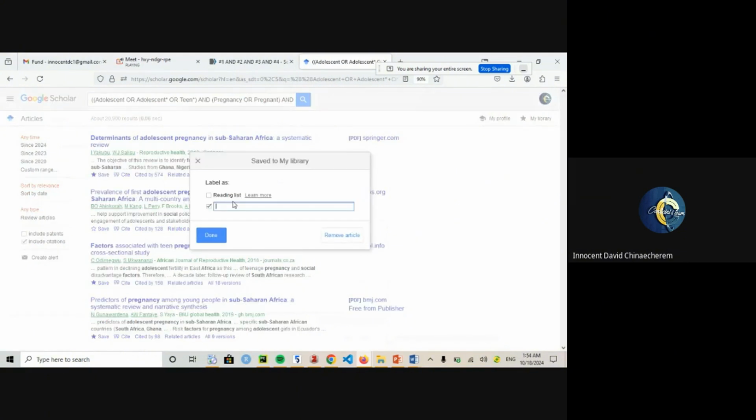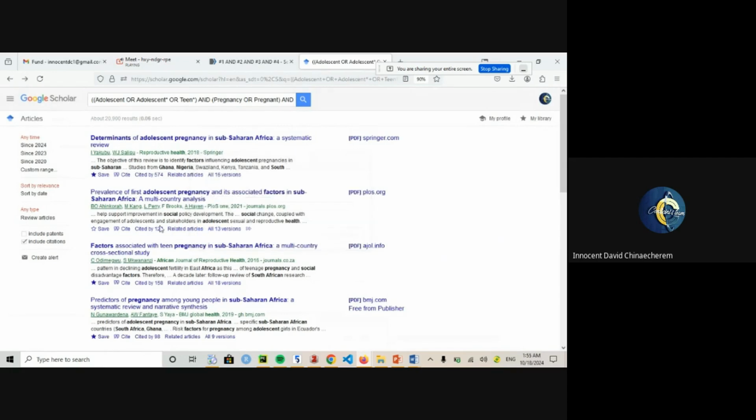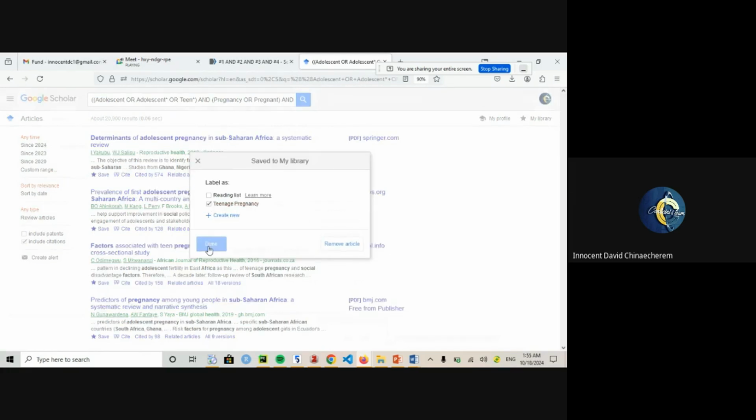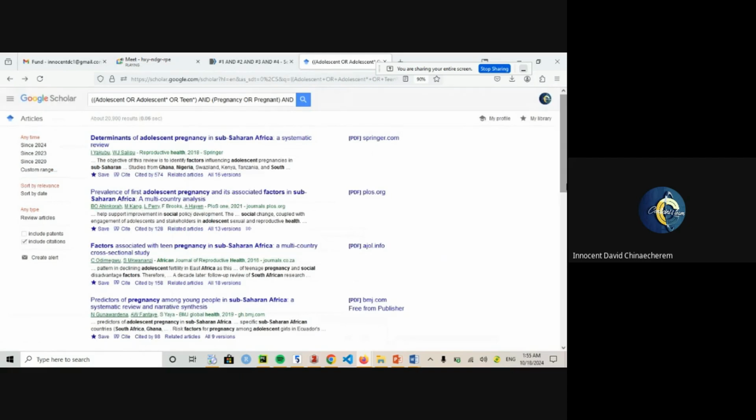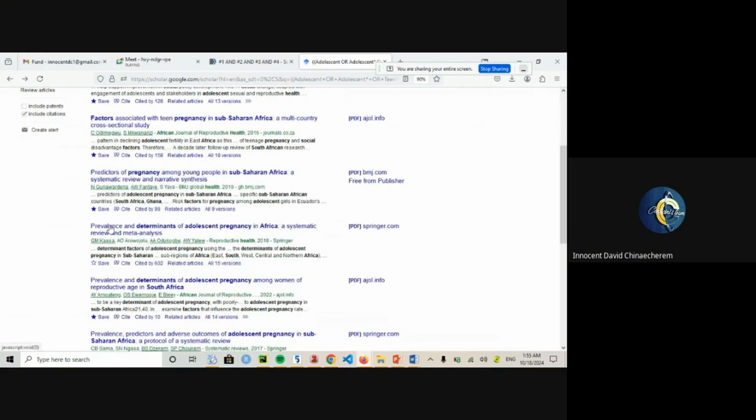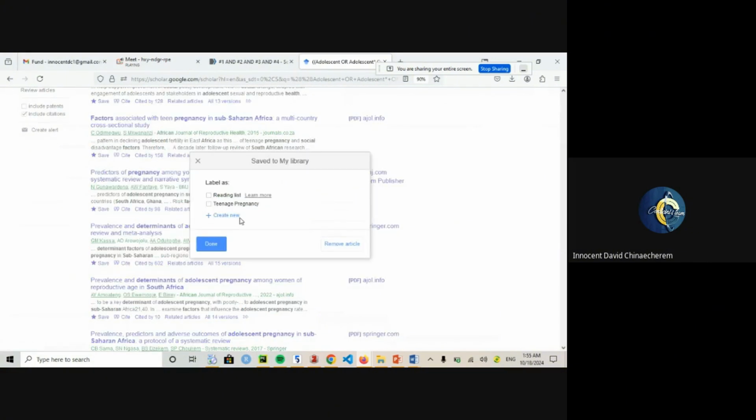That folder could be called teenage pregnancy. Okay. So save. So let's say you click on this, you save. You click on this, you save. You have to read the articles. You're not even interested in this already. You saw it, systematic review. You click on this, you save.